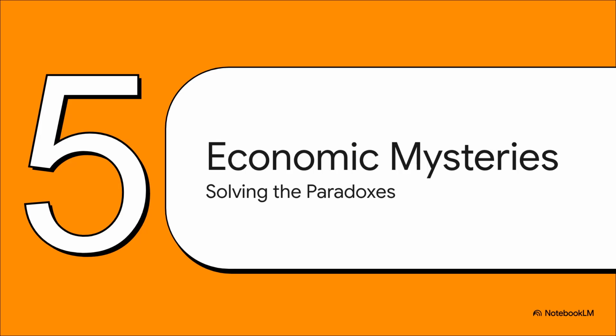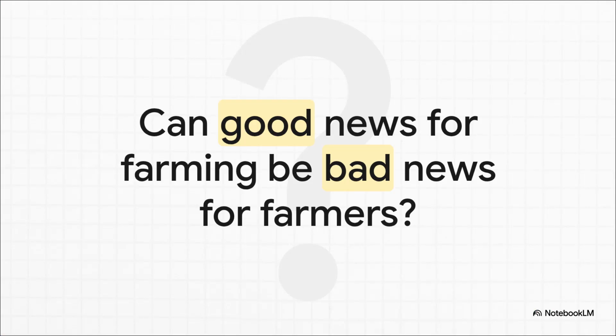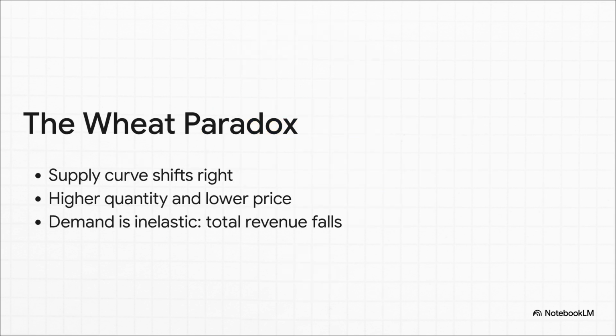And finally, Section 5, real-world economic mysteries. We've got the tools, now let's solve the paradoxes. Here is our first mystery. Imagine agricultural scientists invent a brilliant new hybrid of wheat that increases crop yields per acre by a whopping 20%. Now, this sounds like an absolute triumph. But can good news for farming actually be devastating news for the farmers themselves? Yes, absolutely it can. It's because of the wheat paradox.